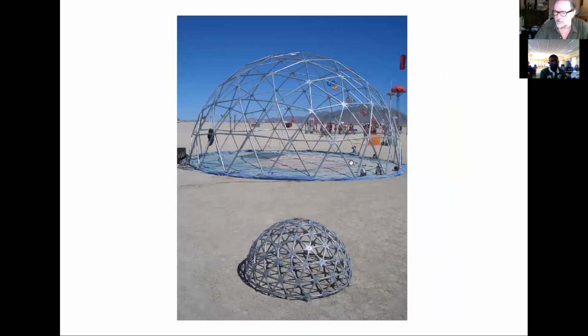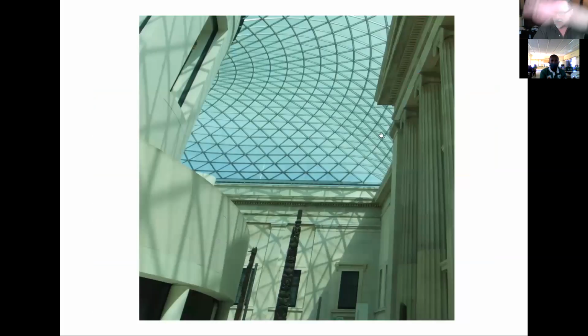Shapes and spheres in construction. Again, 5s and 6s. This is in the British Museum. They've used the same idea to create a domed roof that connects a circular building to a square building. Really interesting shapes and mathematics.